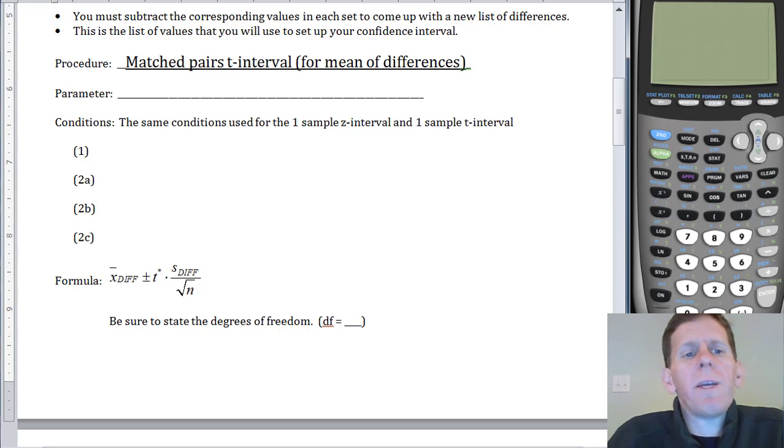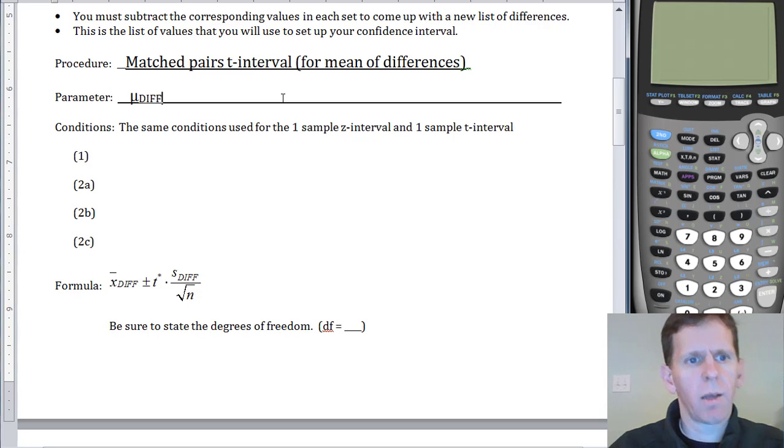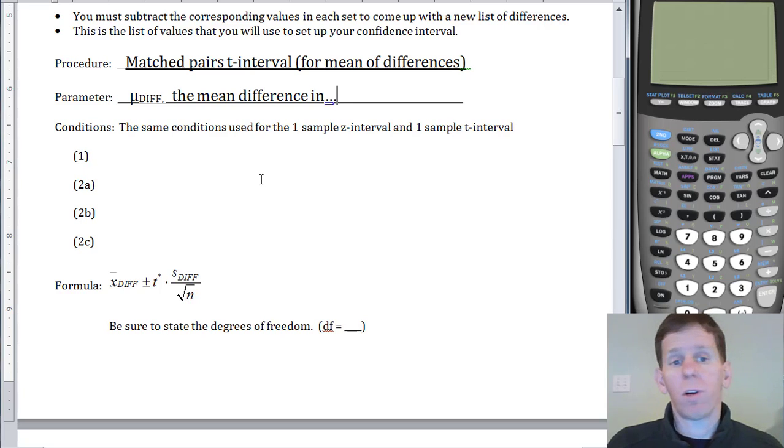Usually our parameter is a mean, and that's no different here. So our parameter is going to be mu, but with a subscript of diff. This stands for mean difference. We're interested in a mean of differences, a mean difference. So when we write our parameter out, it's going to be mu diff, the mean difference in whatever, test scores, gas mileages, heights, something like that.